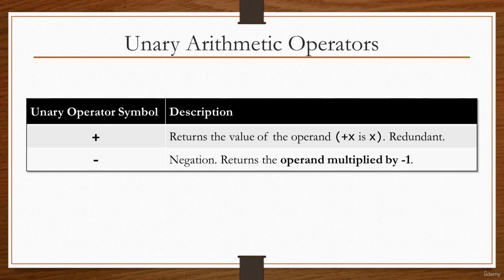Then the unary minus operator is going to perform negation. In other words, it's going to return the operand multiplied by minus 1. So if you have some integer variable x which we initialize to 1, and we apply the unary minus operator to that, we're going to get minus 1 back from that operation. But if we initialize x to minus 1 and we apply the unary plus operator, then we will get minus 1 again. But in the case where we apply the unary minus operator, that operation will return 1 because minus 1 multiplied by minus 1 will give us 1.